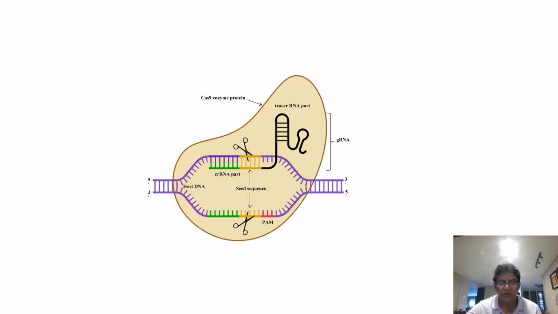This is the diagram that shows how CRISPR or gene editing is done. If you can see, there's a part of the scissors to show how the genes are edited.